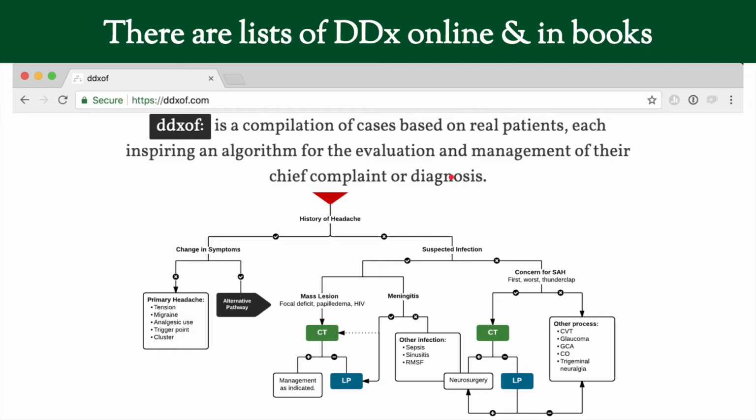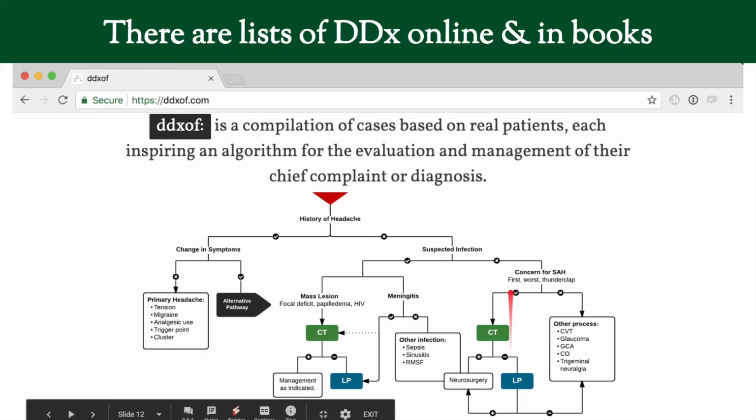There are also lists of differential diagnoses that you could find online as well as in books, and you can see here's one, ddxof.com, and this is one for headache, and it kind of gives you a flow chart of potential things that you should worry about for headaches.